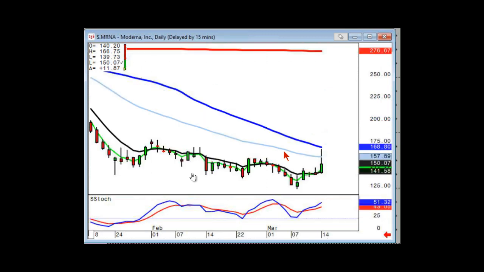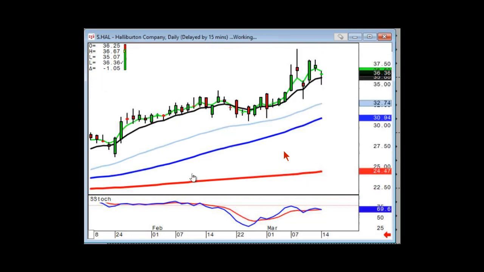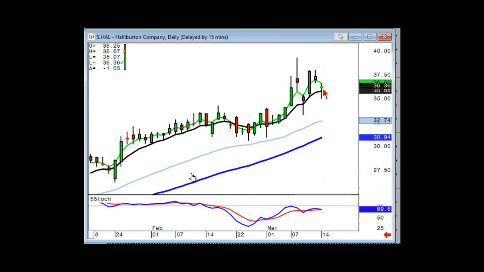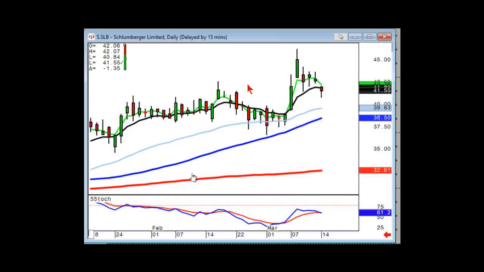What did we do? Marna? No, we did that one. Halliburton was acting well for a while. It's still just above the T-line. However, it has to open positive tomorrow to stay in it. If it opens lower, you got doji, doji, doji, doji. Stochastics rolling over. It has to trade positive. Schlumberger, you would have closed that one out today.